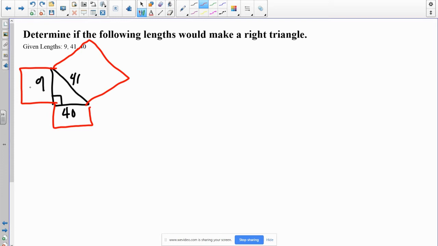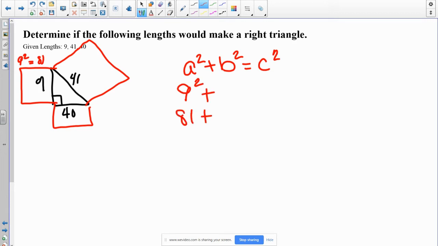So if we find the area of this square, which has a side length of 9, and the area of this square, which has a side length of 40, it should equal the area of our hypotenuse square of 41 squared. So I'm going to write down the Pythagorean theorem so we can plug it in algebraically as we go. So if we take 9 squared, that equals 81. So 9 squared plus, which was 81. We'll just keep a record over here algebraically.